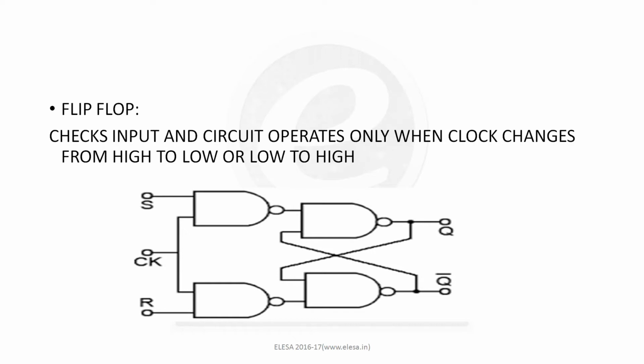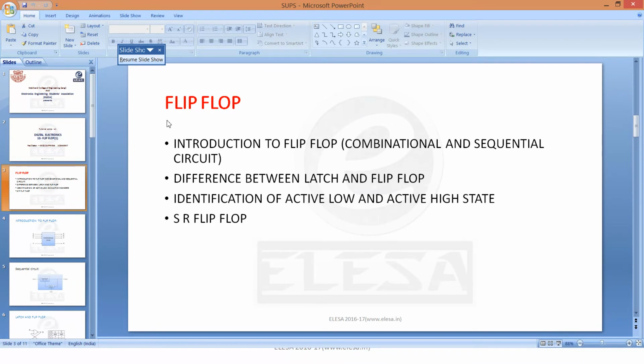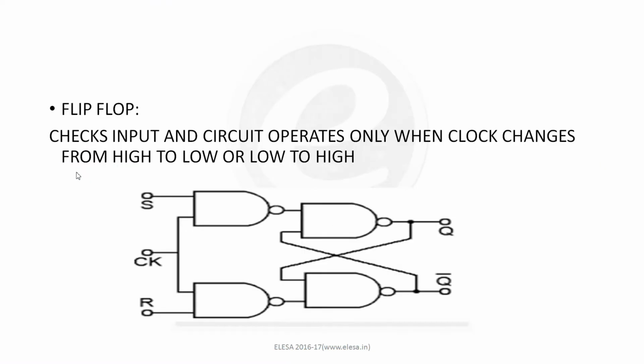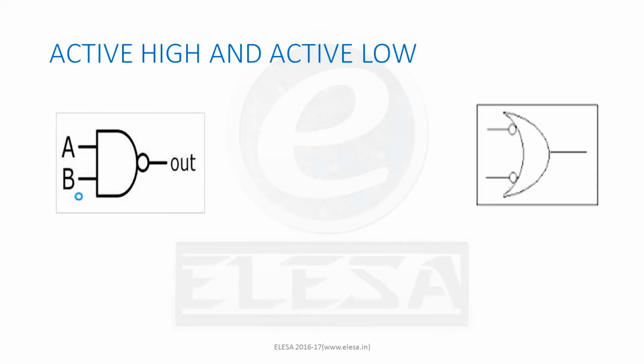Hence, a latch is level sensitive and it checks input when enabled, whereas in the case of a flip-flop, we check input and it is operational only when the clock changes from high to low and low to high. Now let us go to our next slide to identify the active high state and active low state, which is a small but very crucial part of learning the flip-flop.